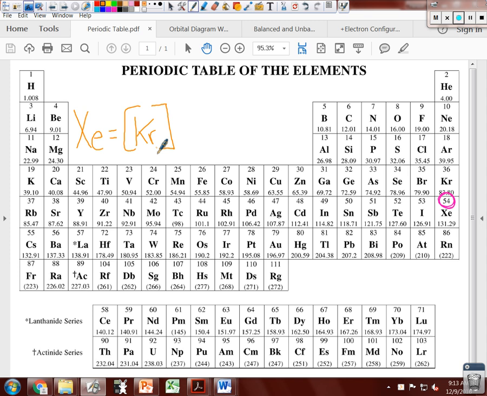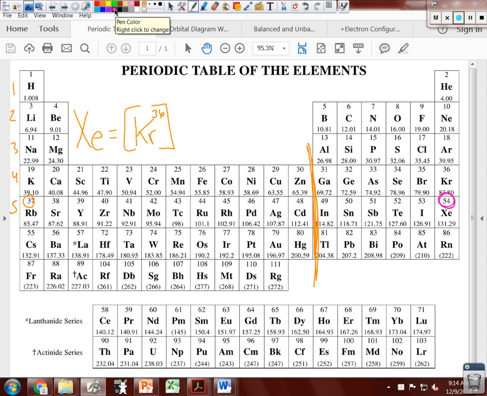It is 5, which block? P is in pillow. And then what number in the pillow? Six. So we've got KR, and then after number 36 is 37. So 1, 2, 3, 4, 5. Okay, thank you. So we've got 36 here.